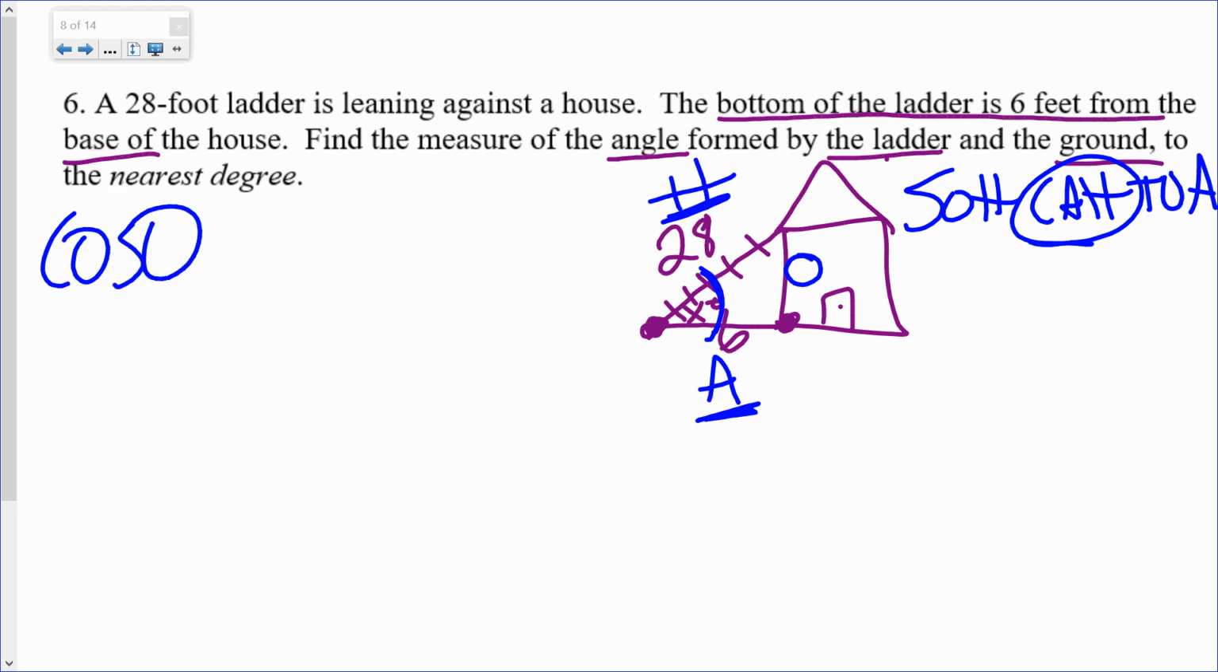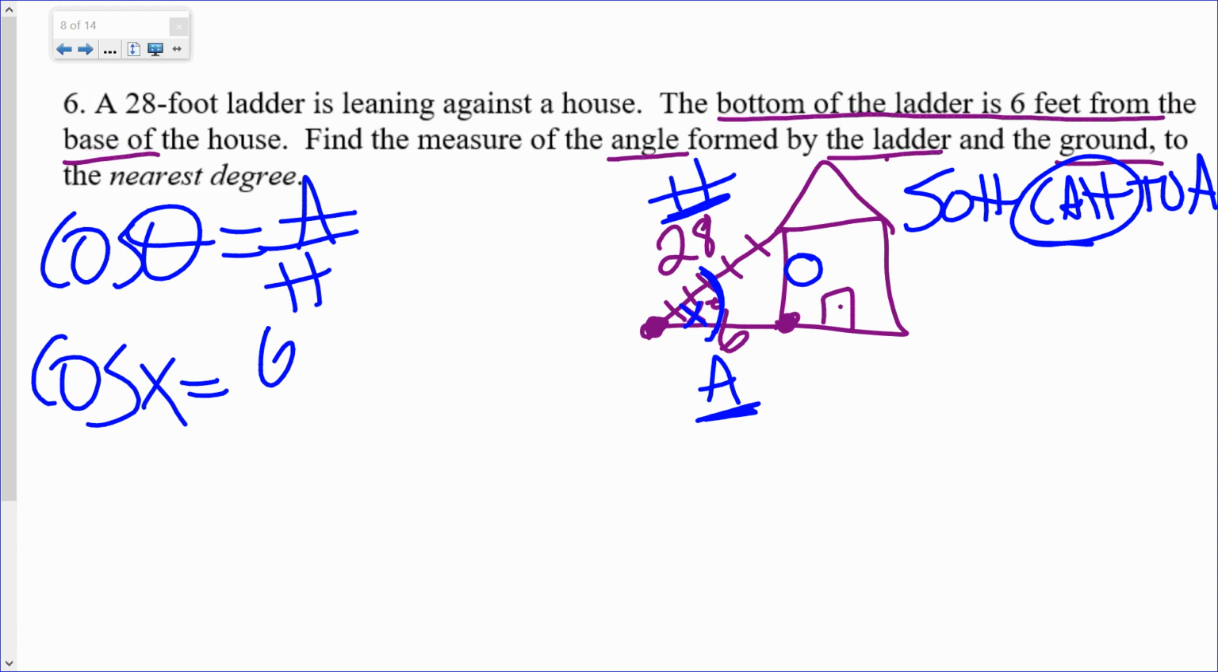So I start by writing cosine of theta equals A over H. I substitute my values in. Theta is always the angle. It's X in this example. A is 6, H is 28.